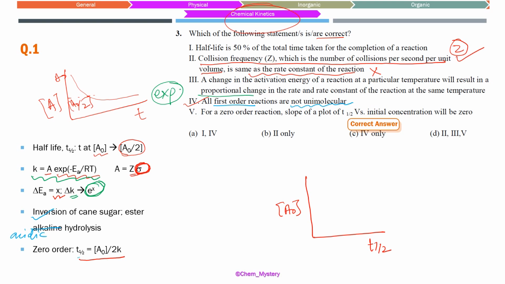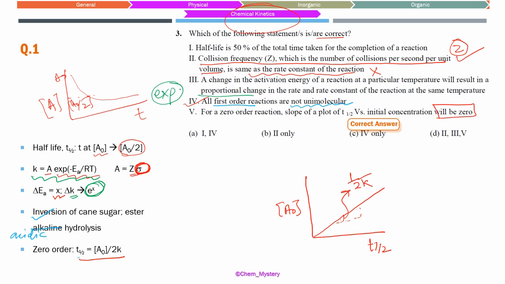Whatever its slope is, the slope is going to be 1 divided by 2K. This is not going to be 0. This is always going to have some non-zero value. Order being 0 doesn't imply that the slope of A naught versus T half is going to be 0. So that was question number 1.